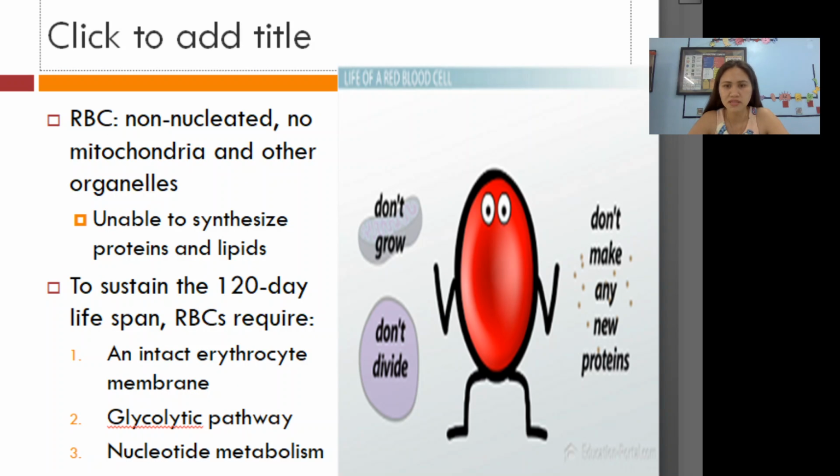So again, your RBC is a very simple cell. It is non-nucleated. It doesn't have a powerhouse, doesn't have mitochondria and other organelles. Therefore, it is unable to synthesize proteins and lipids. Okay, so to allow the RBC to survive up to 120 days, it should have an intact RBC membrane. It should constantly do glycolysis, and it should have nucleotide metabolism.